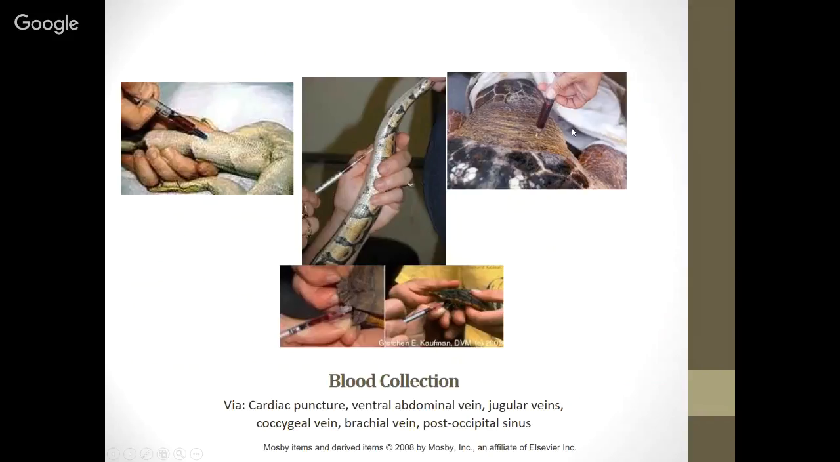This is a sea turtle. This is a jugular vein on a sea turtle. The coccygeal vein, which is the tail. The brachial vein, which is the front leg. And the post-occipital sinus. So behind the cranium, typically of a Chelonian, is a place that we could get it as well.